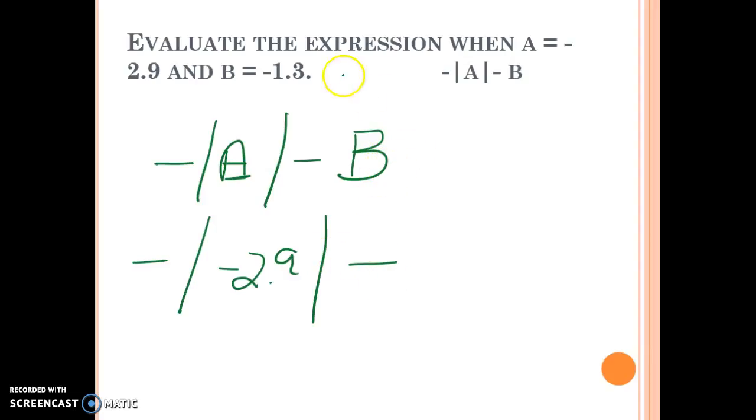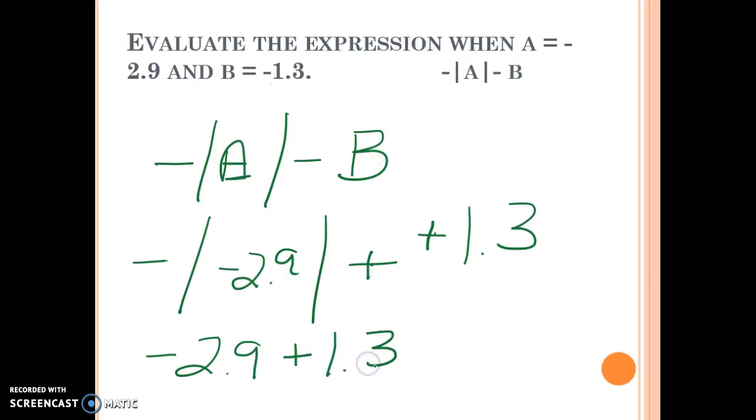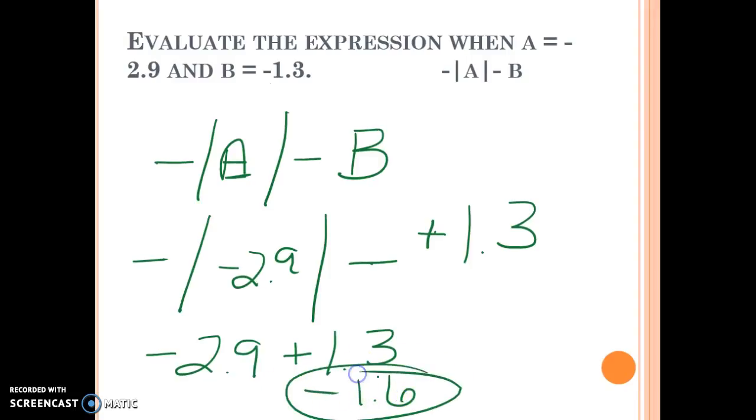Now I'm going to subtract b, and what is b? A negative 1.3. What's the absolute value of negative 2.9? Positive 2.9. Remember, absolute value is a distance. We have subtraction, which is the same thing as addition of the opposite. We end up actually adding 1.3. So negative 2.9 plus 1.3 is equal to a negative 1.6.